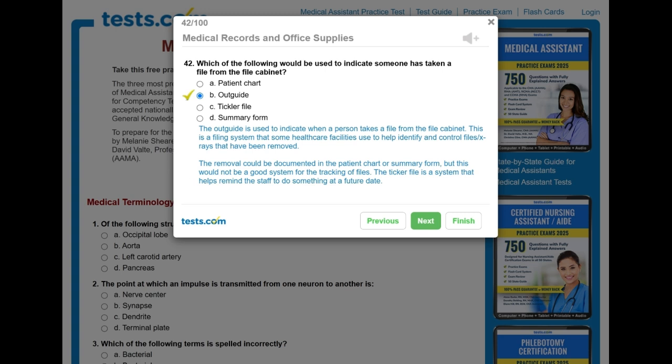This is a filing system that some healthcare facilities use to help identify and control files and x-rays that have been removed. The removal could be documented in the patient chart or summary form, but this would not be a good system for the tracking of files. The tickler file is a system that helps remind the staff to do something at a future date.